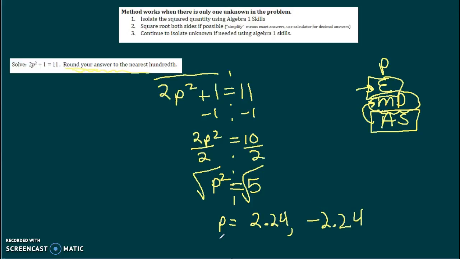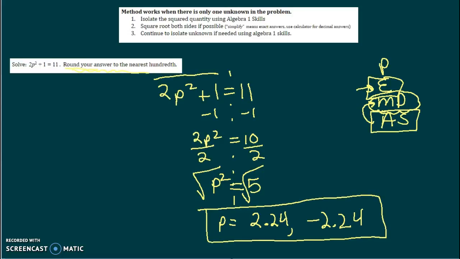You have to include both to get full credit. You have to round correctly, but it's simply a matter of using the calculator. So hopefully it's not that bad, and hopefully these old Algebra 1 skills, you can see how they're useful to get this squared thing to be by itself.